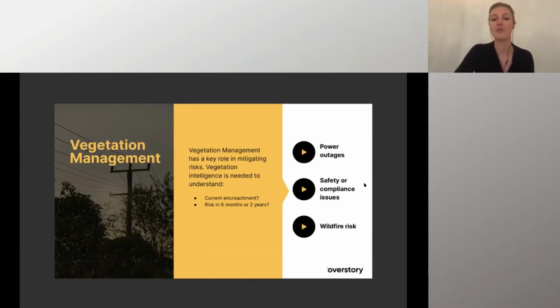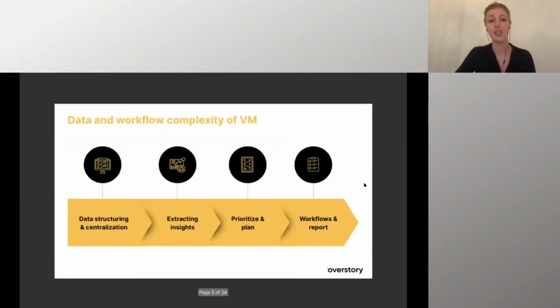And we need to understand where is current encroachment. What are the highest priority areas of the grid that have encroachment by trees? But not only where these risks are now, but also how these risks evolve and what we expect the risks to be, for example, in 6 months or even 2 years. This is important not only for the full grid overview, but also having that granularity on tree level becomes more important. So data is key in vegetation management.